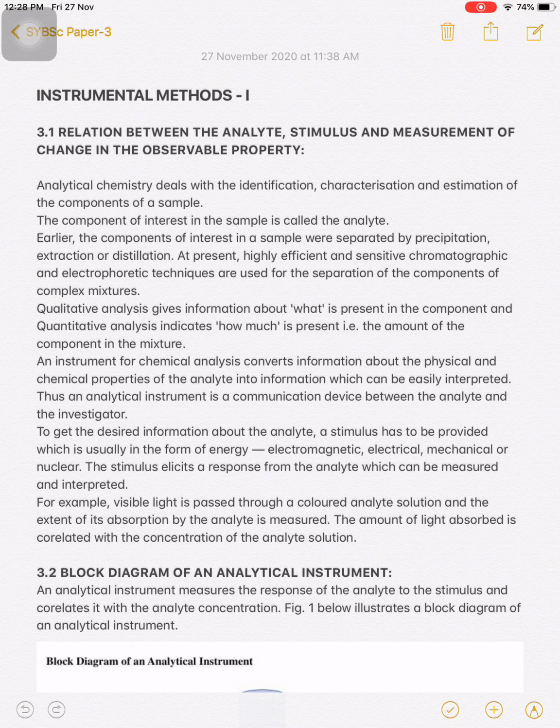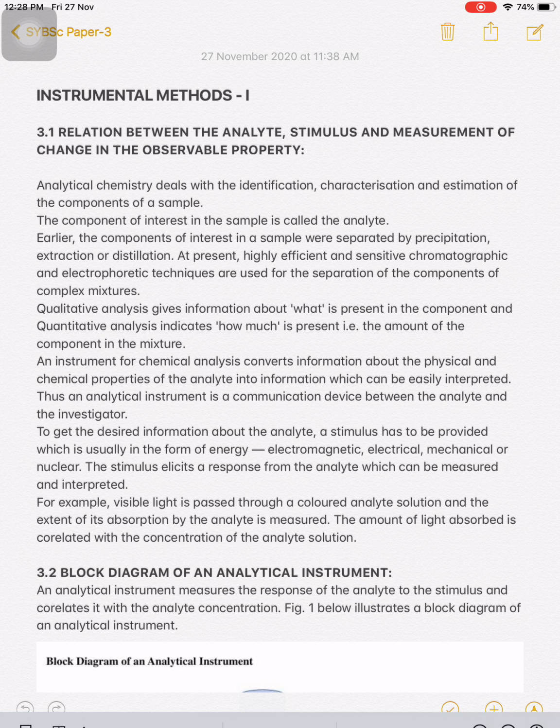Dear students, we are going to start a new chapter, instrumental methods. In this chapter, we are going to study different instruments which are used in the analysis of molecules. The first point is a relation between the analyte stimulus and the measurement of change in the absorbable property. Now see here, there is a relation between a compound, the stimulus, that is, if the compound absorbs light, and after that the third part is the result.